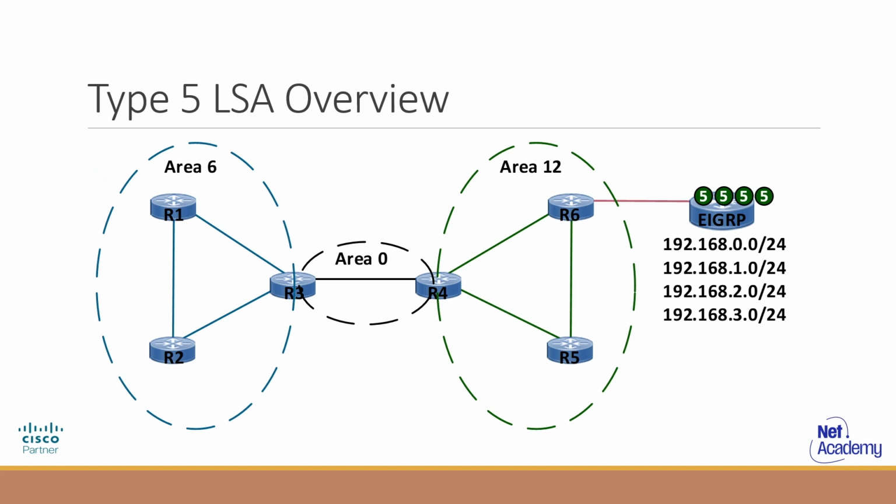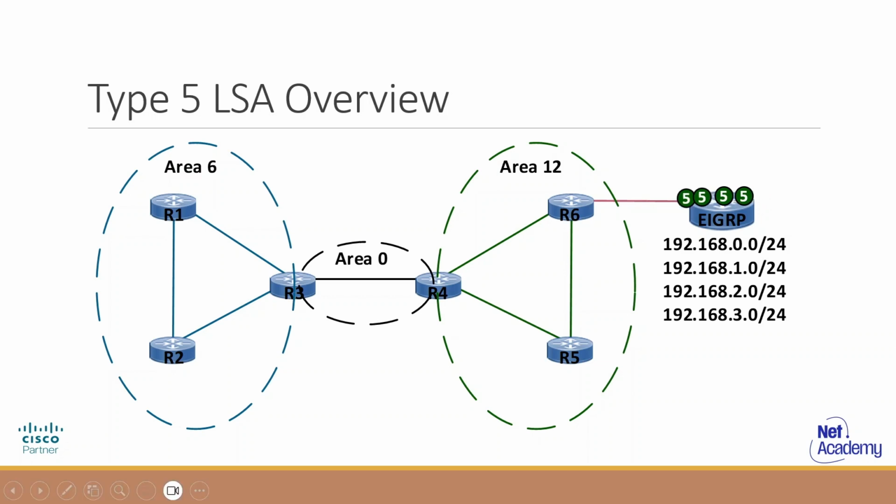So here is our drawing. You can see I've got basically 3 areas, Area 0 and Area 6 and Area 12. And to recall, Type 5 LSAs are generated as external LSAs, okay? That means they're external to the autonomous system. In this case, I'm going to redistribute them on R6. That makes R6 an ASBR.